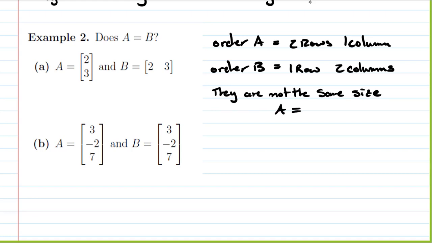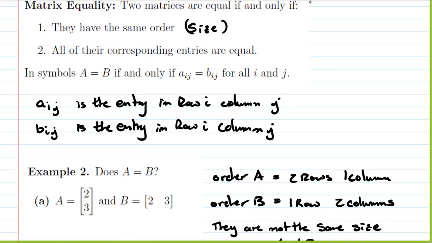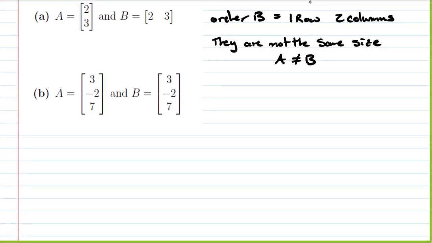So matrix A cannot equal matrix B. It doesn't matter if the stuff on the inside is the same, if they don't have the same size or the same order, the two matrices cannot be equal.